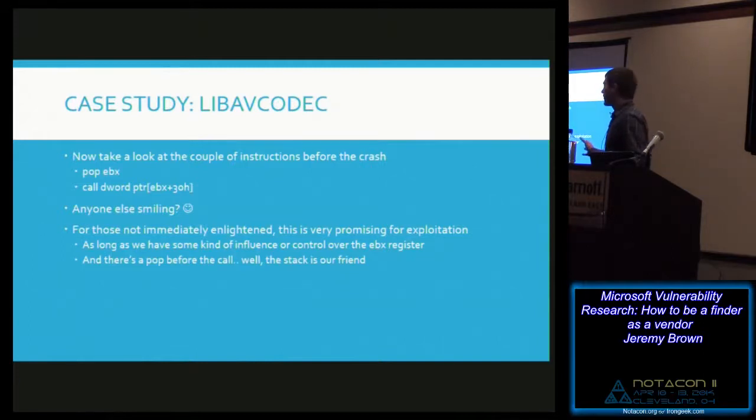I know you didn't see the stack trace, but in the stack trace there's a pop EBX and a call dword pointer at EBX plus 30. If you do any debugging at all, you can see that if you control anything around EBX, it's probably going to be exploitable. So here's what the finder went through to find this crash in VLC. They not only found the crash, but actually went through the details of the vulnerability and found out that it did look promising, did look exploitable, and was worth submitting to the LIBAVCODEC team to get it fixed.